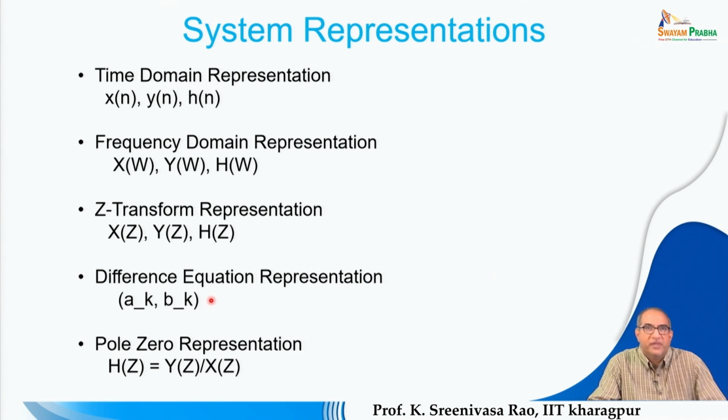And another form of representation of a system is the pole-zero representation. For this purpose we use the Z transform notation, and here we analyze the system transfer function H(z), where H(z) is nothing but Y(z) by X(z), where Y(z) is the polynomial in the output, and X(z) is the polynomial corresponding to the input. So, we will see how we derive this H(z) in the next slide.